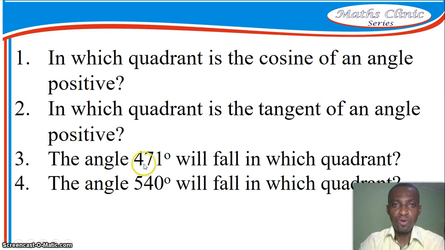The angle 471 degrees will fall in which quadrant? That is strange, right? Because we know angles always come with 360 degrees. We can go beyond 360. That is why we can have an angle of 540 for a pentagon, 720 for a hexagon, and so on and so forth. That's the interior angles of polygons.